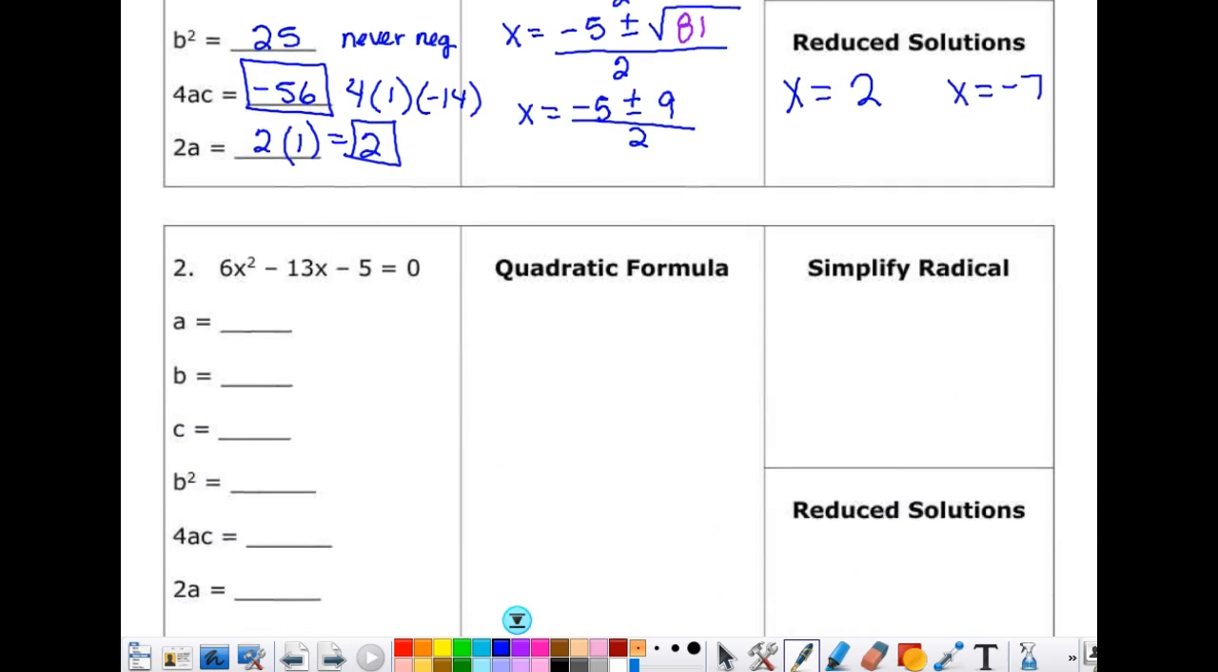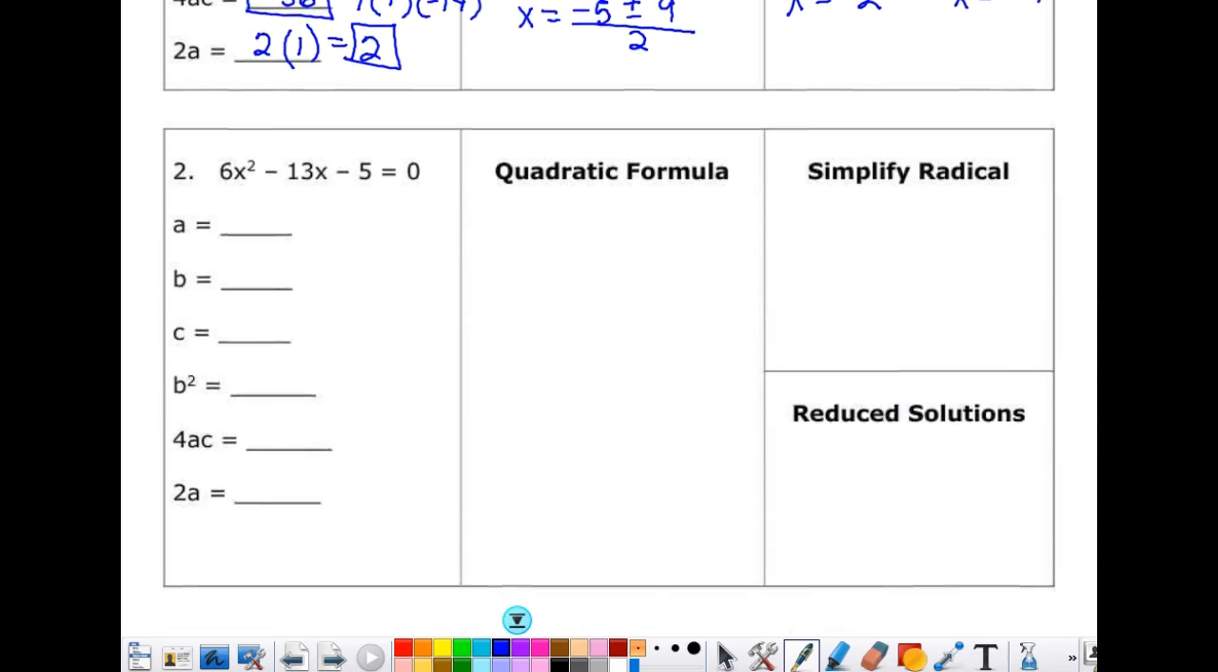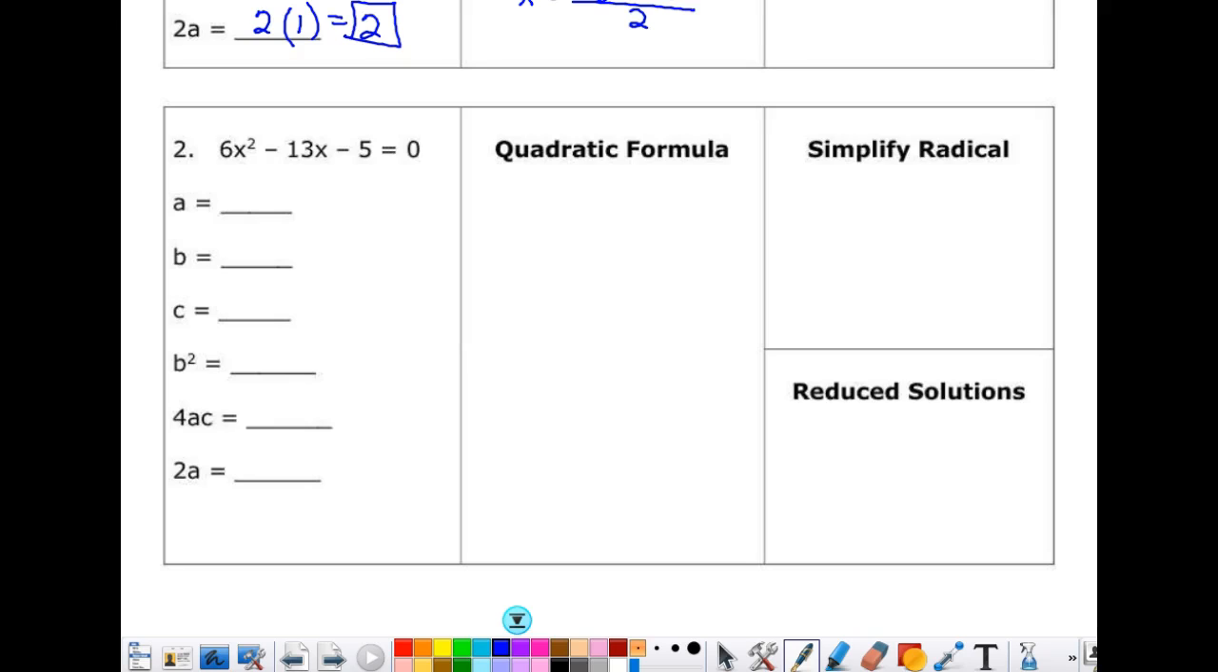Let's do another one. You want me to do number 2? Okay. So we'll do number 3. We'll skip to that one.